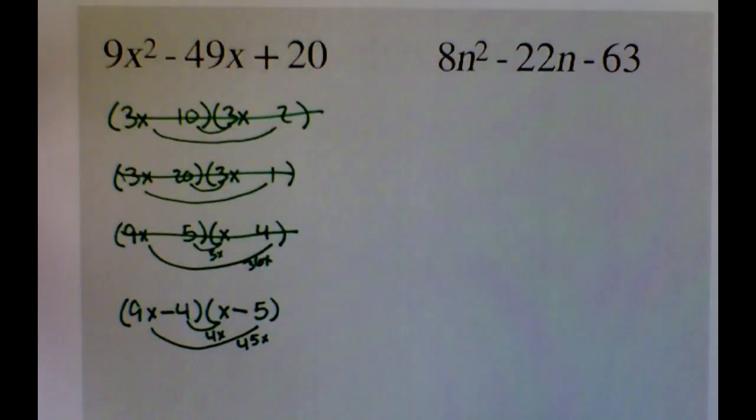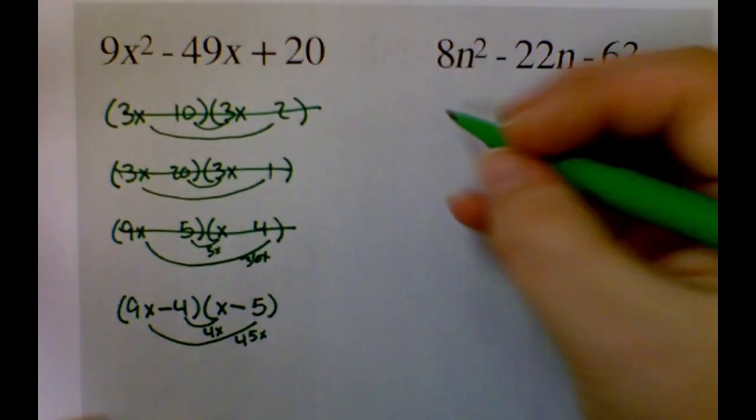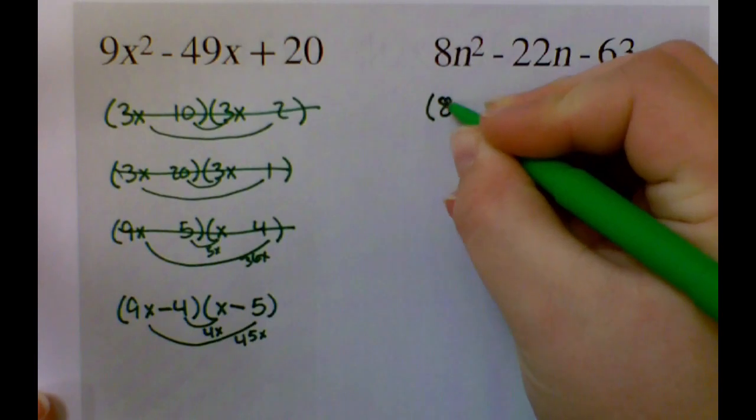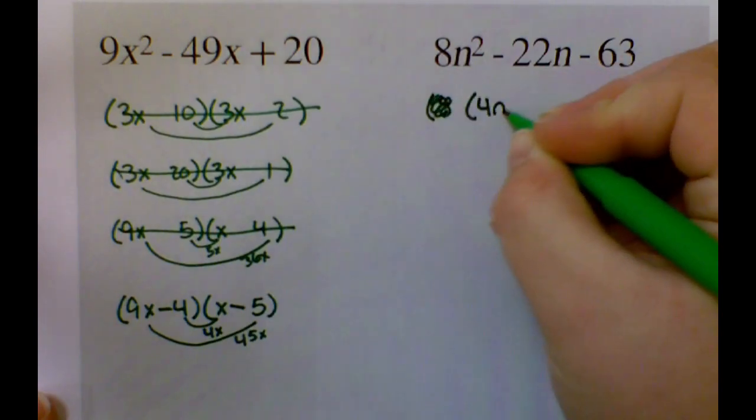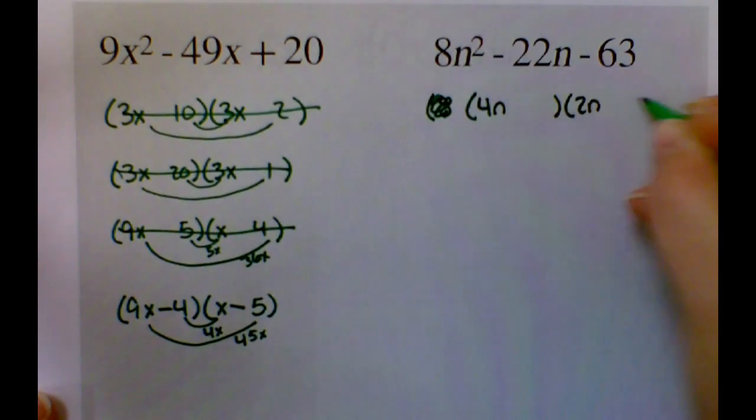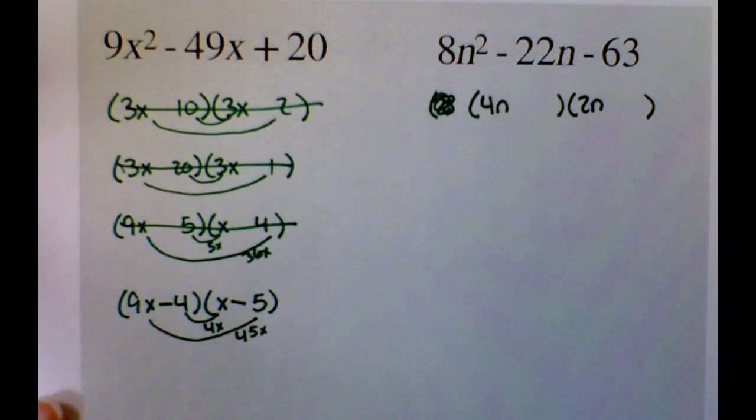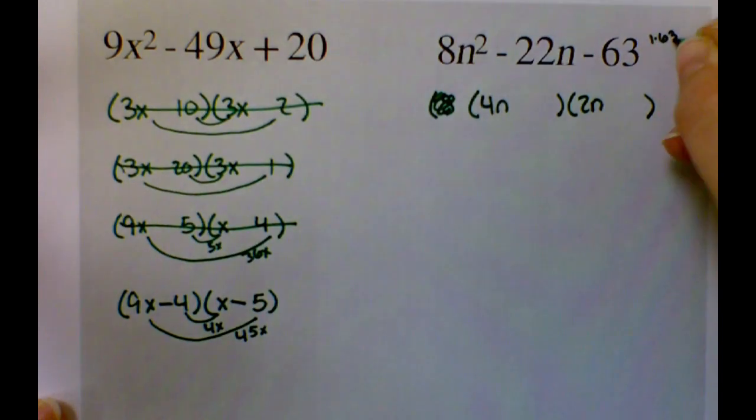For 8n squared minus 22n minus 63, no GCF, I dive straight in. I like to try 4n and 2n first. All right, numbers that multiply to 63, 1 and 63. I always try to avoid that one because I never feel like it's likely. That's just my gut telling me that, though.